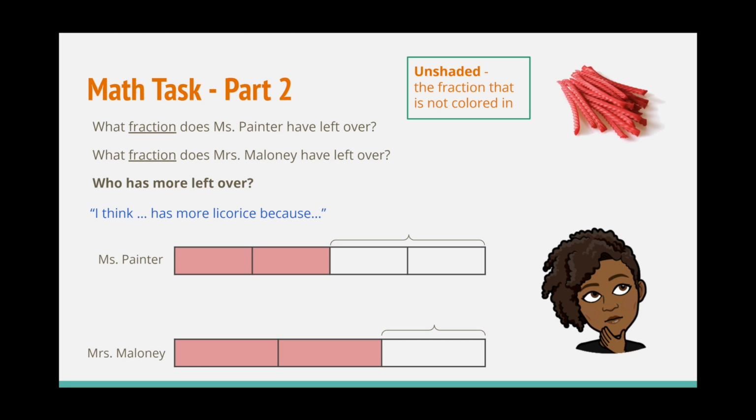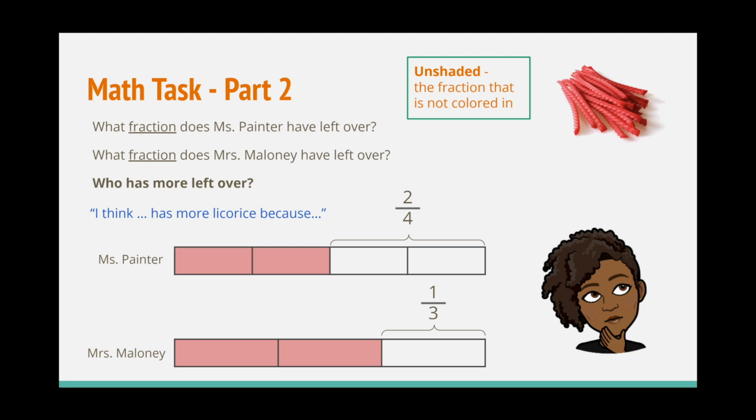So if we look, there are 2 parts of Miss Painter's licorice that she didn't eat. And there are 4 parts in total, which means she didn't eat 2/4 of her piece of licorice. Now let's look at Mrs. Maloney's. Mrs. Maloney only has 1 piece that she didn't eat, or 1 part that she didn't eat. And there are 3 total parts of her licorice. So she didn't eat 1/3 of her licorice.